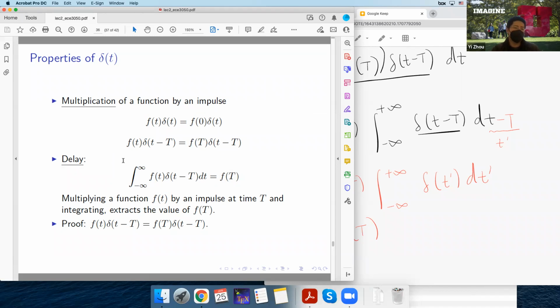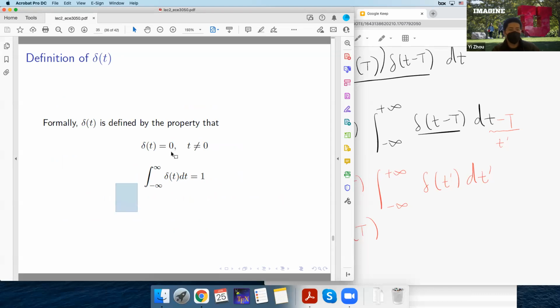Okay. But in the later lectures, we will leverage this equation to do sampling. But here, all the equations that we show here are rigorously proved based on these two basic properties of the delta function. Okay, so this is everything we need to deal with this impulse function.